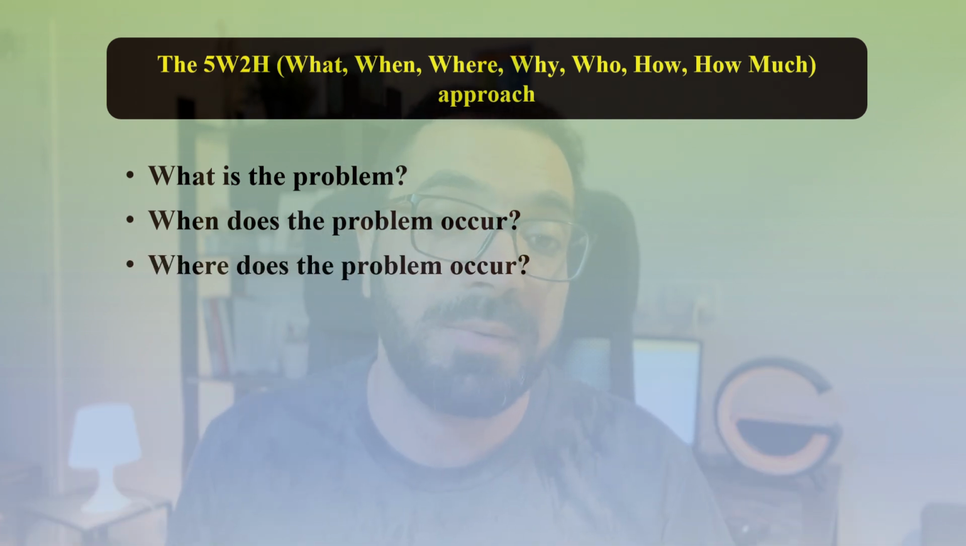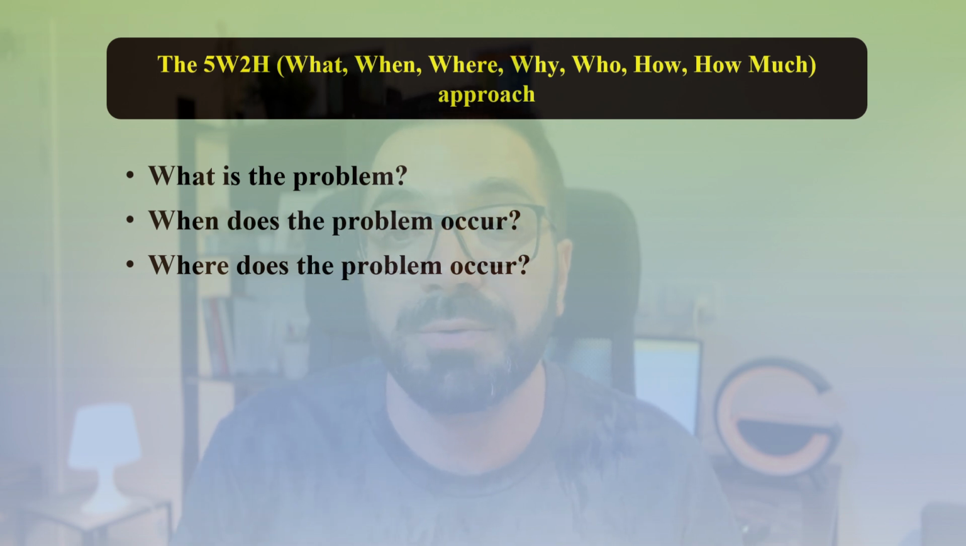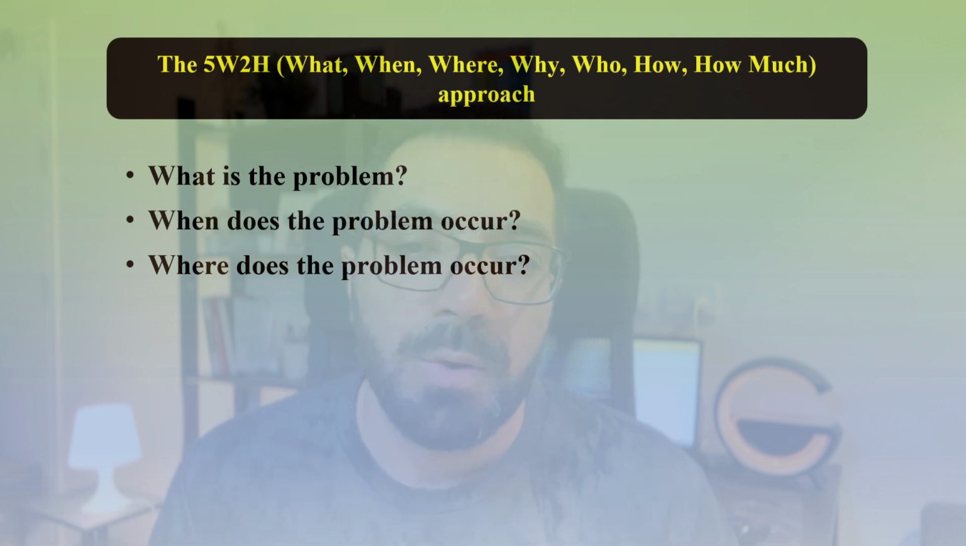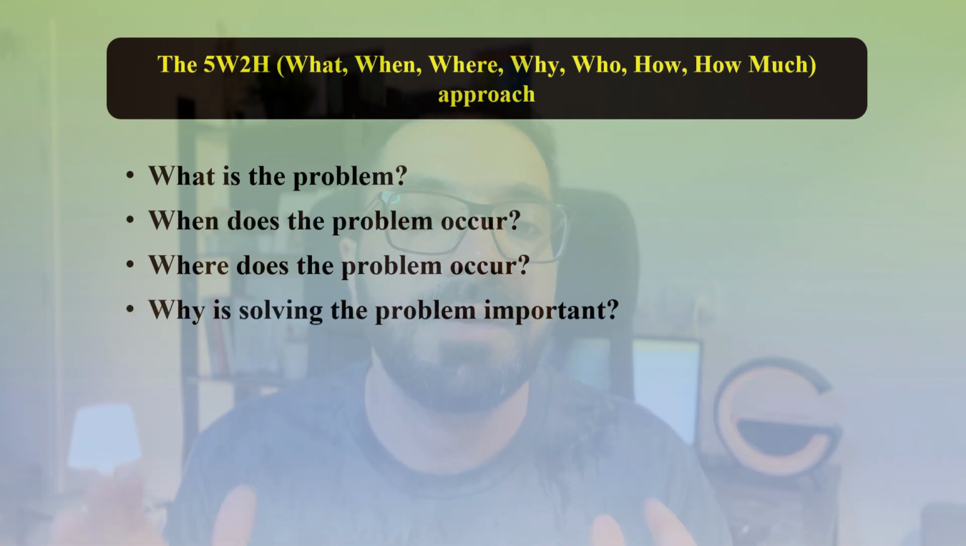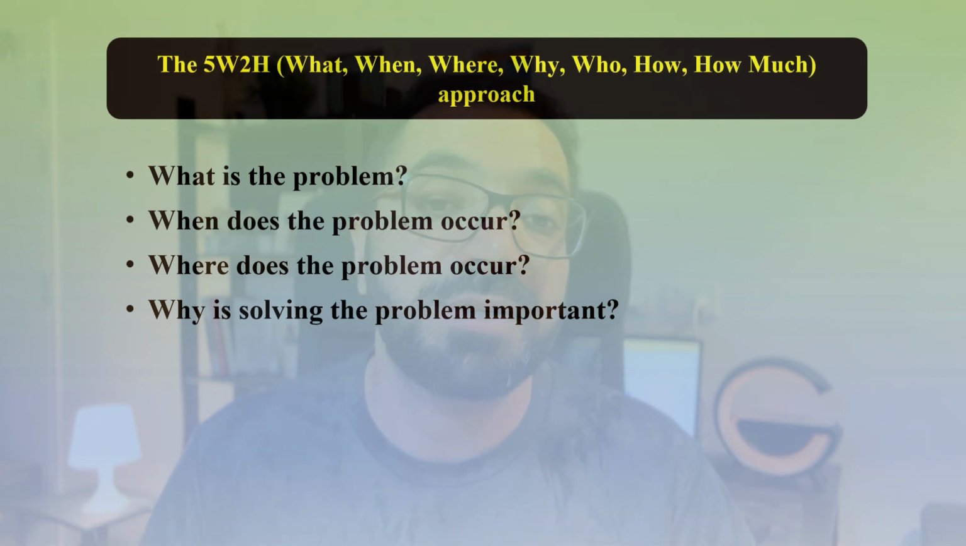Where does the problem occur? Does it happen in a particular location, department, or process? Narrowing down the problem's scope aids in targeting solutions. Why is solving the problem important? Why should resources and time be invested in addressing this issue? Recognizing the impact will keep motivation and focus aligned.